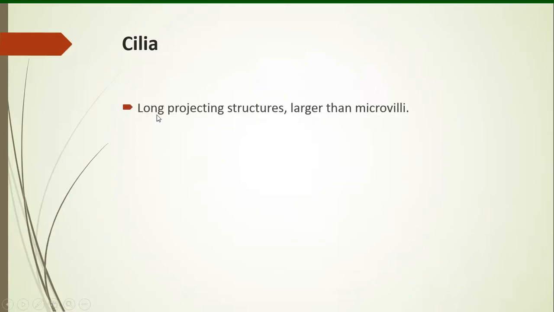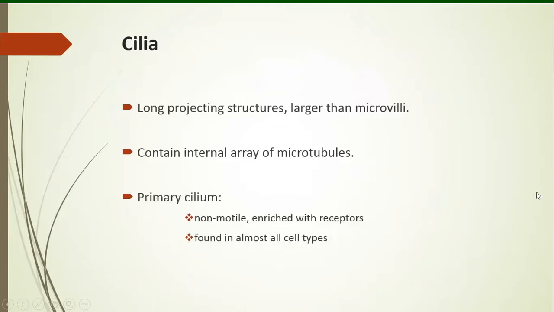which are long projecting structures, and they are larger than microvilli, larger in diameter and longer, both of them. They contain an internal array of microtubules. We have the primary cilium. The primary cilium is a non-motile type of cilium enriched with receptors that detect light, motion, or odors, or the flow of fluids across the surface of the epithelium.